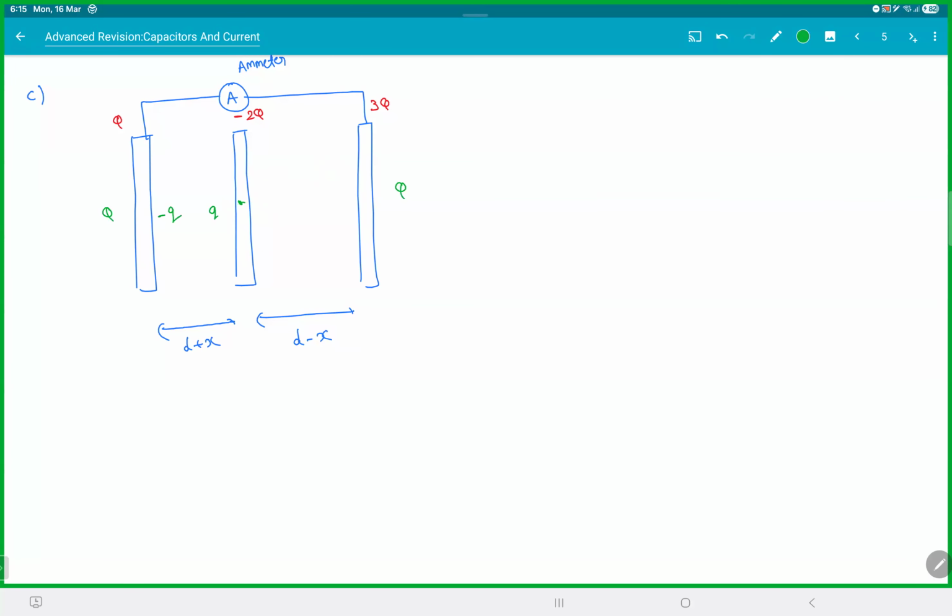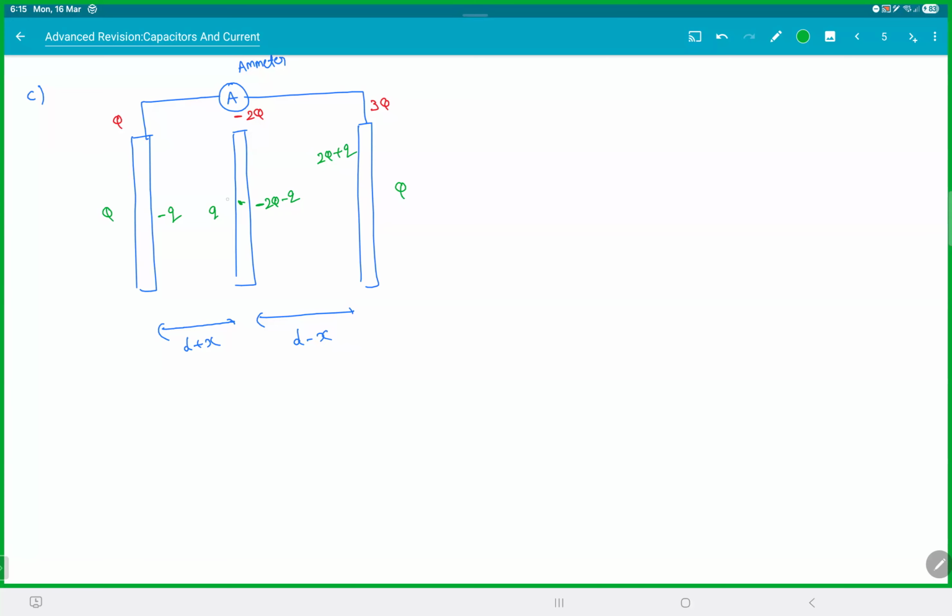This is the second result. The facing plates will always have equal and opposite charge. If this is q, then this guy will be minus 2q minus q, because the central plate's charge is conserved. If this is minus 2q minus q, then this guy will be 2q plus small q.